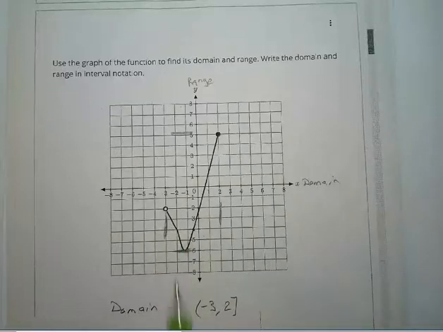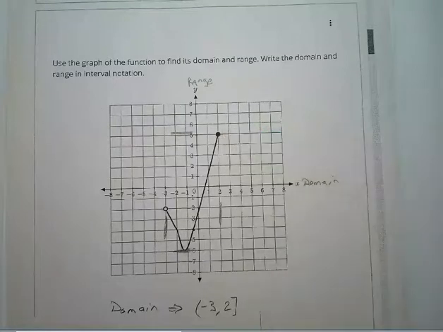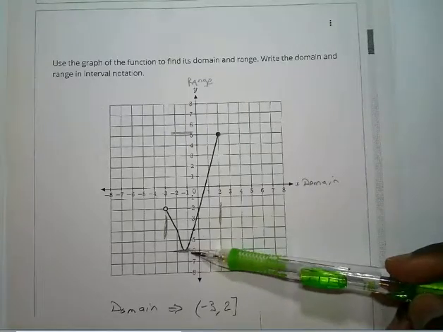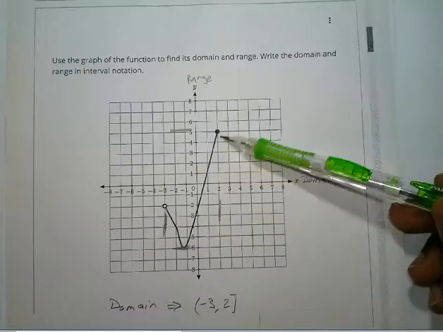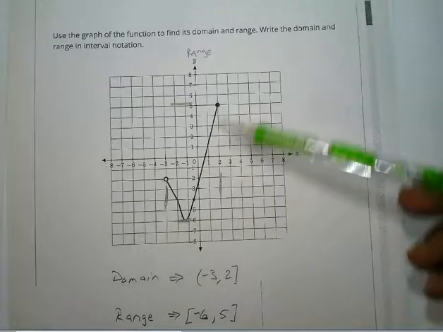And again, our range, because you don't have any open circles down here, is going to go from -6 all the way up to +5 with the closed circle, and both will have the bracket. All right, so let's do one more.